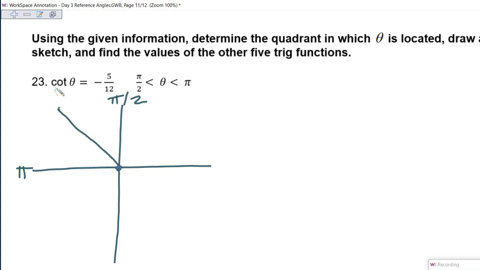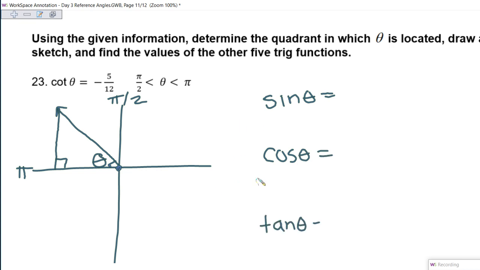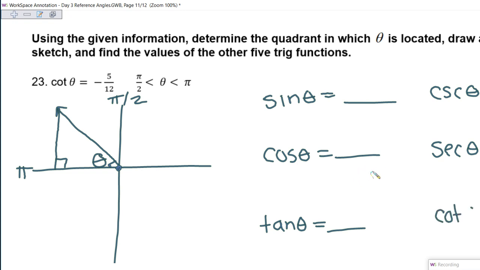And when you draw your triangle, make sure you draw from the terminal side to the x-axis. And there's our reference angle. It's going to be between the terminal side and the x-axis. Now the trig functions. We'll have sine of theta, cosine of theta, tangent of theta. And what's paired with sine? Cosecant. So we'll have the cosecant of theta, secant of theta, cotangent of theta. And they told us the cotangent is negative 5/12.